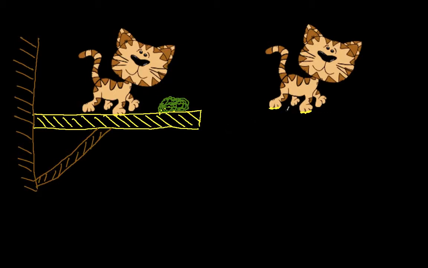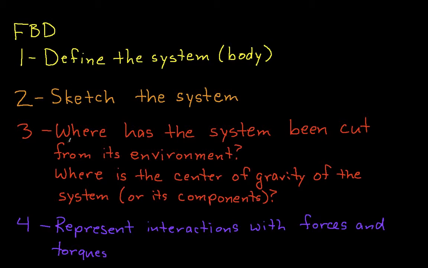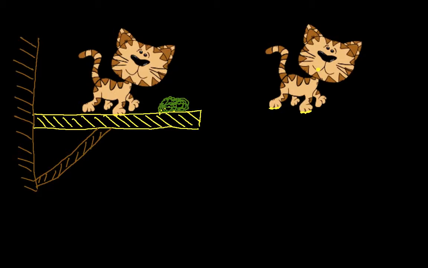towards it. Okay, so we've defined then the points of contact between the cat and its environment, and let's assume that the center of gravity of the cat is right about here. Okay, so basically now we've completed step 3. So if we go back to step 4, we now want to represent interactions between the cat and its environment with forces and torques. Okay, so if we go back to the cat, one force that we will need to include is the force of gravity.